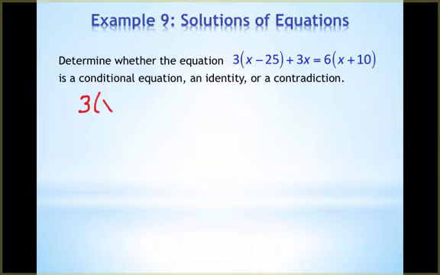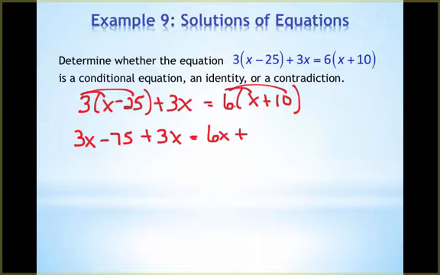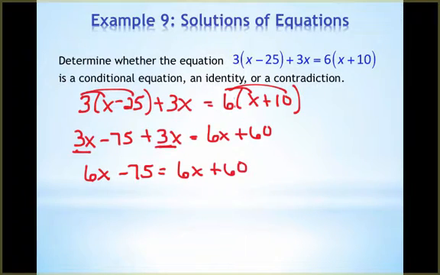Now let's look at this equation. We have 3 times x minus 25 plus 3x equals 6 times x plus 10. So distributive property, 3x minus 75 plus 3x equals 6x plus 60. Combining like terms on the left-hand side gives me 6x minus 75 equals 6x plus 60.